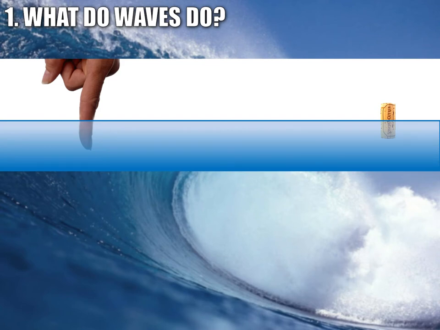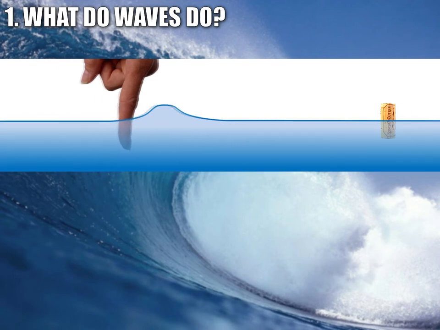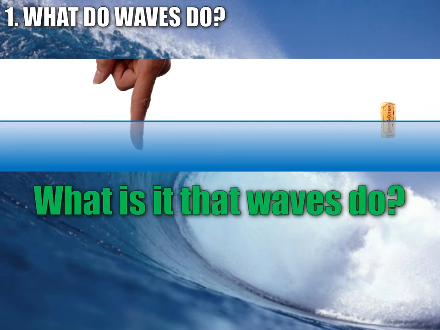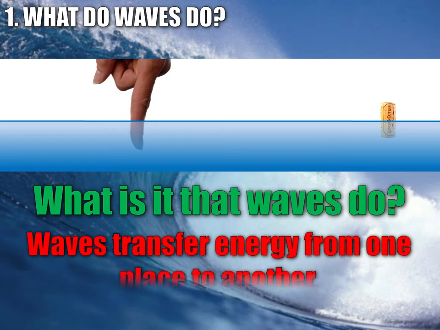Yes. All the hand has to do is wiggle, create a disturbance in the water, and that disturbance will be carried to the cork. We call this wiggle in time, this disturbance, a wave. So what is it that waves do? They transfer energy from one place to another. In this example, the wave transferred energy from the hand to the cork.